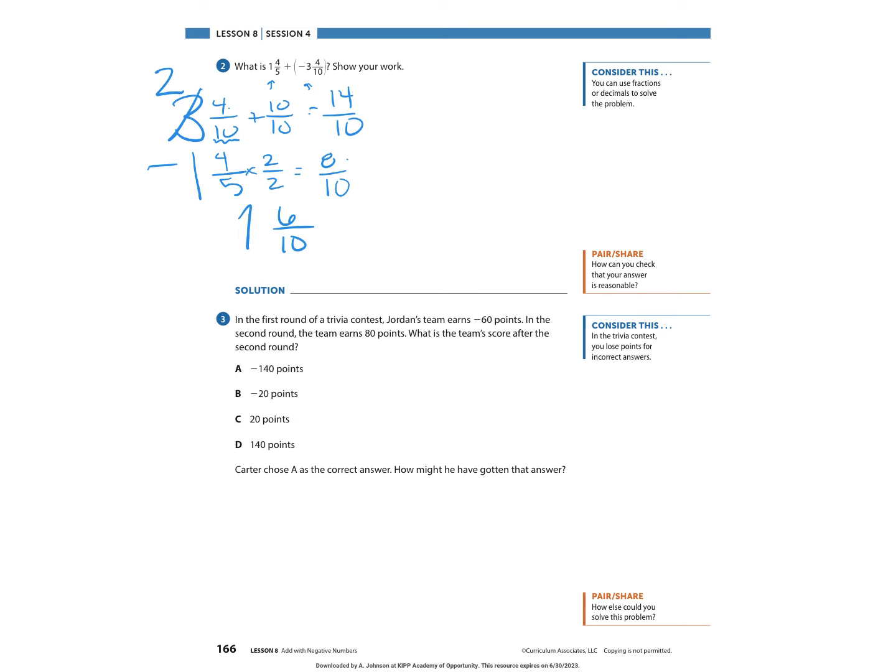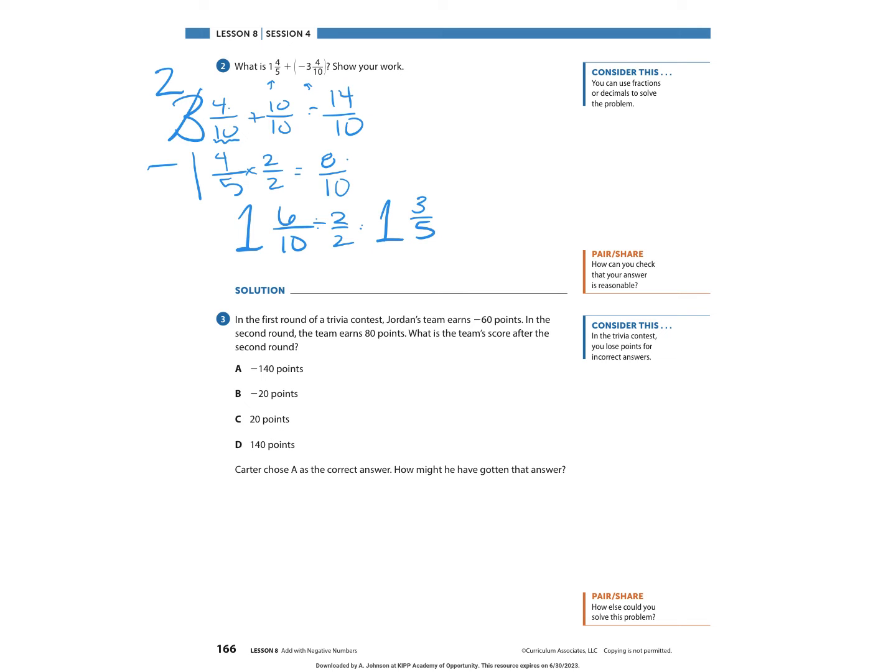2 minus 1 is 1. This is one correct answer. You might see, oh, I can reduce because both of these are even. So you could also put 1 3/5. Now, for those of you that don't like fractions, I personally think decimals are easier.